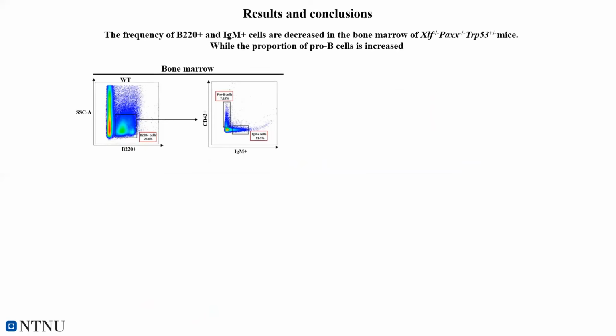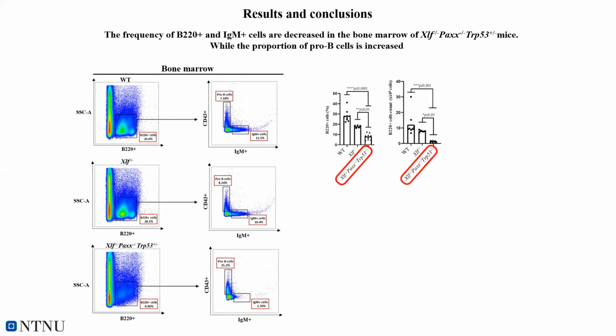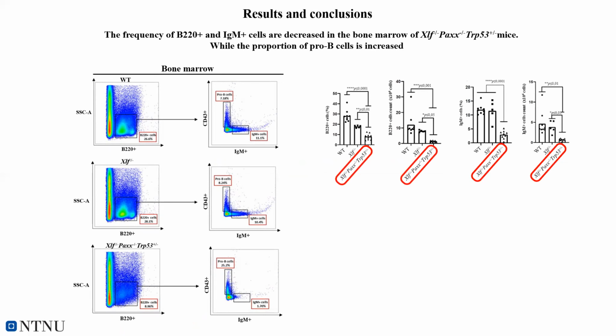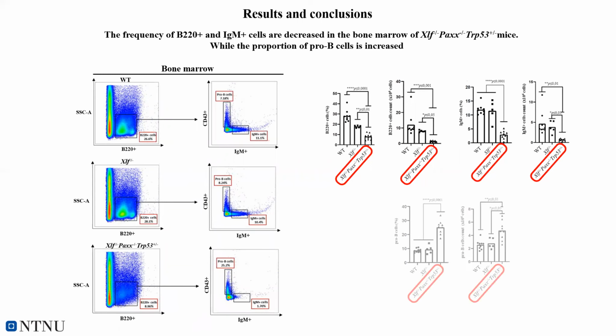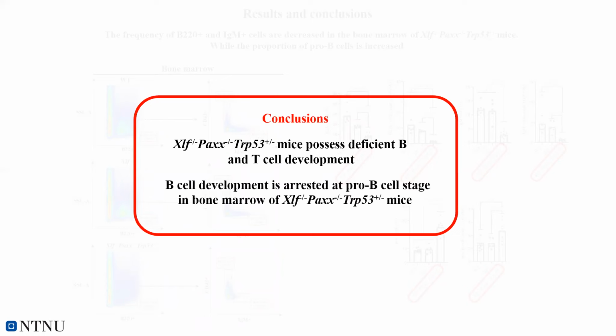Finally, flow cytometry analysis of bone marrow cells using B220, CD43, and IgM shows that the frequency of B220 positive and IgM positive cells are decreased in the bone marrow of XLF-PAX TRP53 deficient mice, while the proportion of Pro-B cells is increased. So in conclusion, XLF-PAX TRP53 mice pose deficient B and T cell development, and B cell development is arrested at Pro-B cell stage in bone marrow of XLF-PAX TRP53 deficient mice.